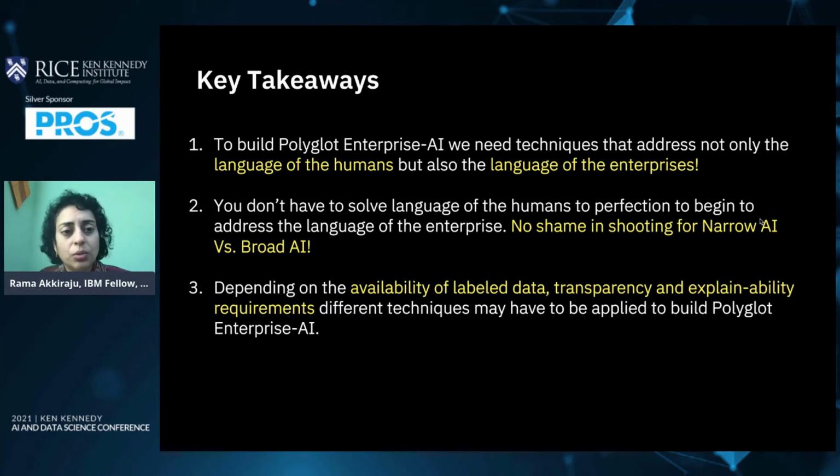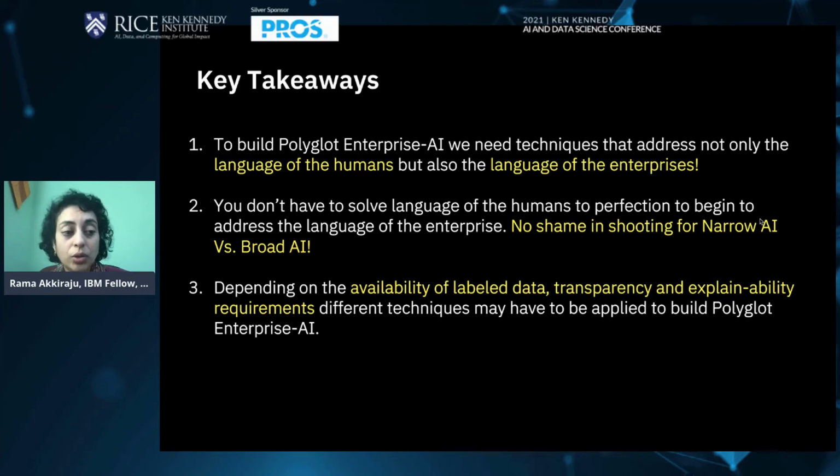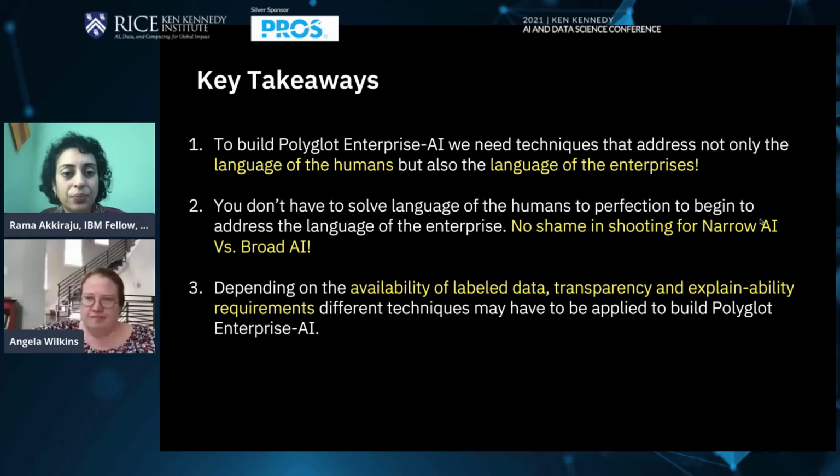So to summarize, I would say to teach AI multiple languages, first of all, you need to teach it to speak the language of the humans as well as the language of the enterprises. This is to put AI to use in enterprise use cases. And you don't have to solve the language of the humans to perfection to begin to address the language of the enterprise. Of course, you can always start with smaller problems and build multiple AI models.